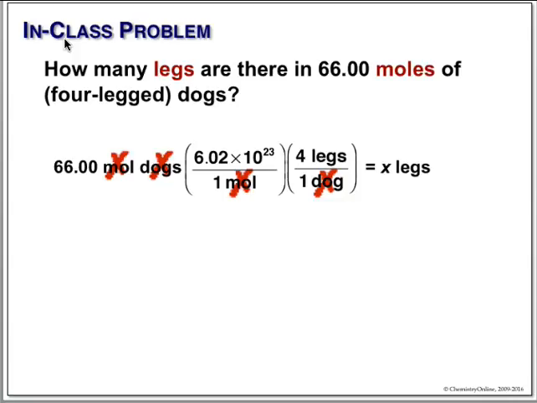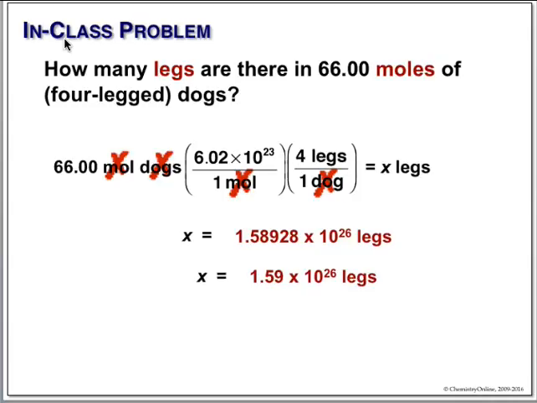Now, once again, this is why I want you to make sure that you know how to use your calculator, because 66 times 6.02 times 10 to the 23rd times 4 is 1.59 times 10 to the 26th legs. What about that? Yeah? You're getting 6.02. Where does it come from? That's Avogadro's number. That's the number of things in a mole. Like 12 in a dozen, 6.02 times 10 to the 23rd in a mole, right?